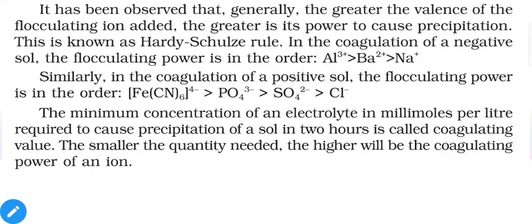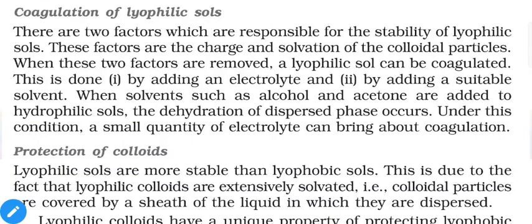That means suppose we have negatively charged colloidal particles, and in 1 liter, the requirement of Na+ to completely precipitate out the sol in 2 hours, let us say in millimoles, is 3 millimoles. Then for Ba it will be 2 millimoles, and for aluminium it will be 1 millimole. All of them can cause a similar effect. Now let us talk about the coagulation of lyophilic sol. Previous points were mentioned for lyophobic sols.